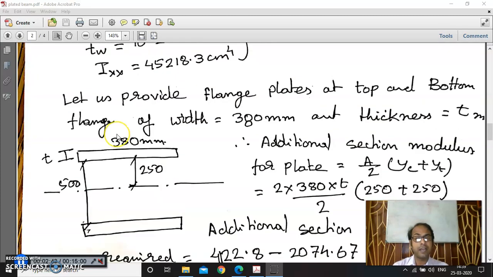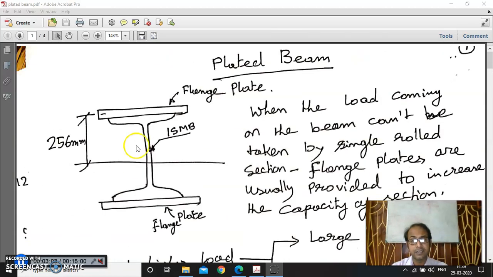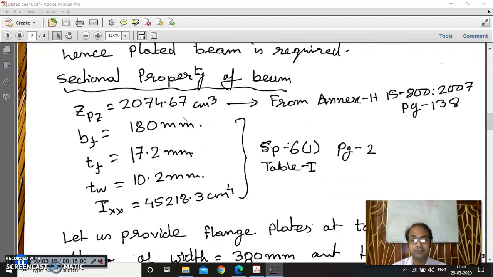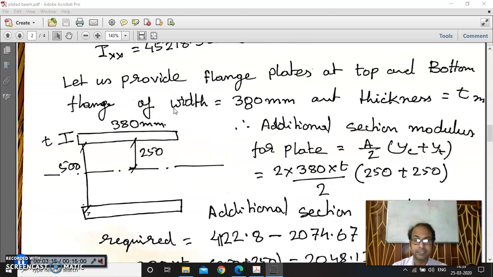So we have tried to provide a plate of 280 millimeter width at the top and bottom, and we want to find out the thickness. We have to calculate the thickness required. From where have we chosen this 280 width? The breadth of the flange is 180, and we have provided 100 millimeter projection at both sides. So 180 plus 200 will give us 380.